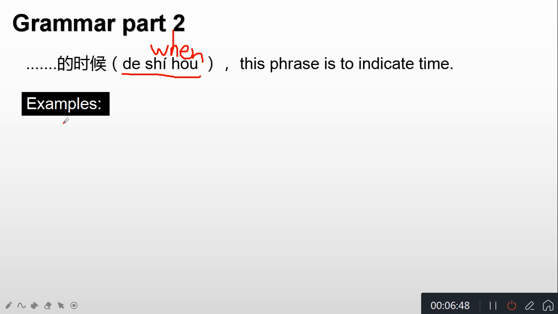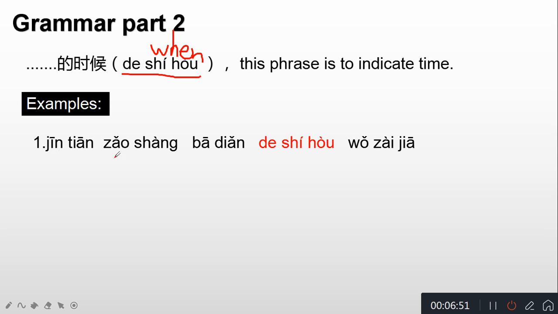Okay, examples. Example 1. 今天早上8点的时候我在家. This sentence seems a little bit long for you, but take it easy. It's really simple. 今天 means today. 早上 morning. So 今天早上 is this morning. 8点, 点 means a clock, and 8点 is 8 o'clock. 的时候. So this whole thing we can say "when it was 8 a.m. this morning". 我在家, 我 I, 在家 at home, 家 house or home.